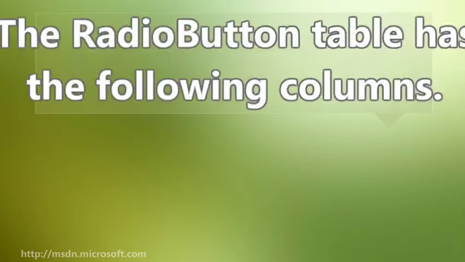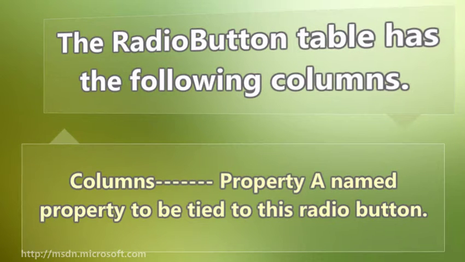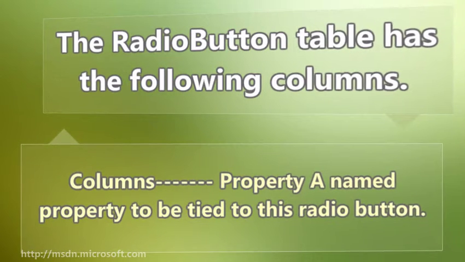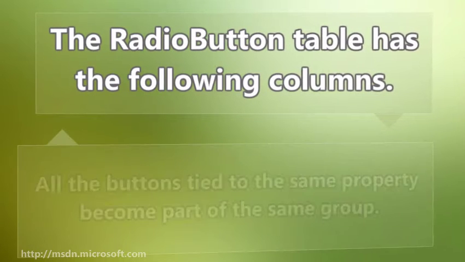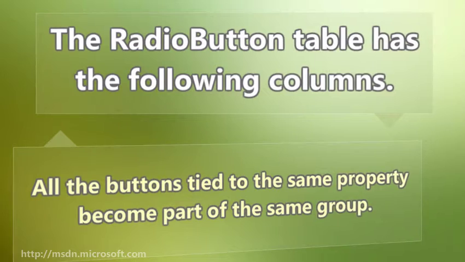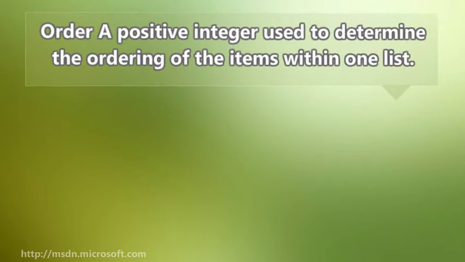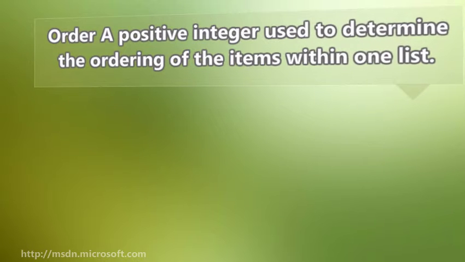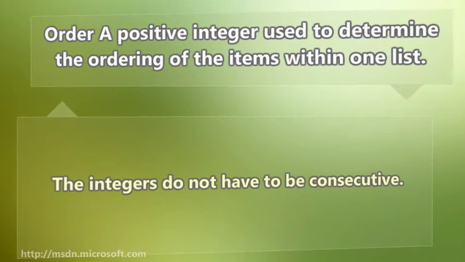The RadioButton Table has the following columns. Property: a named property to be tied to this radio button. All the buttons tied to the same property become part of the same group. Order: a positive integer used to determine the ordering of the items within one list. The integers do not have to be consecutive.